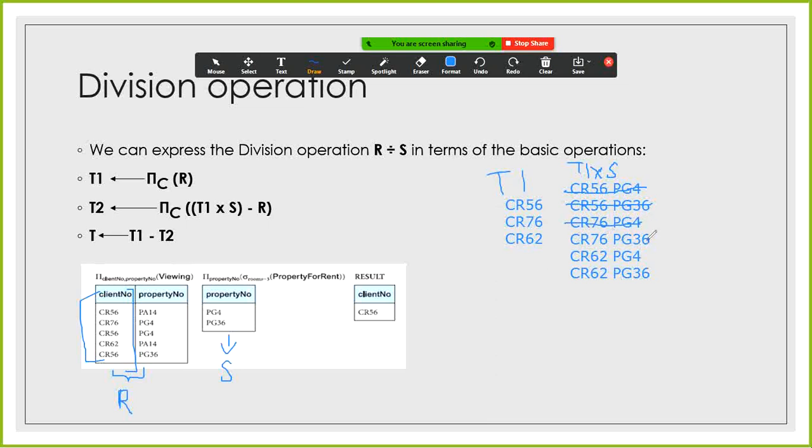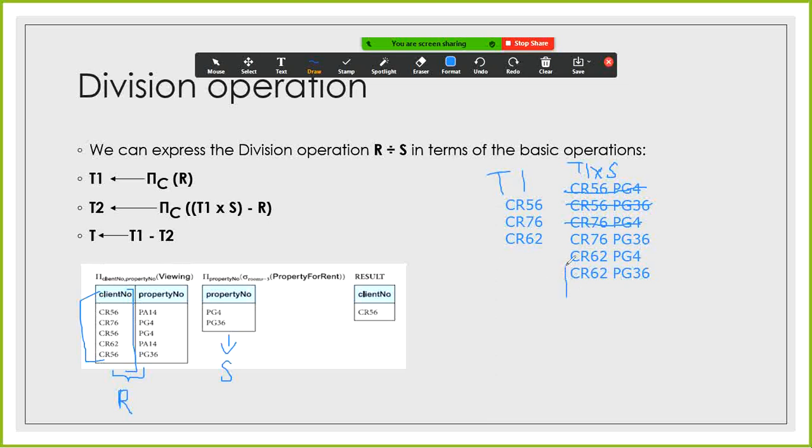Next we have CR76 and PG36. Okay, we cannot find this pair in our table. Next we have CR62 and PG4. Okay, we don't have the CR62 and PG4 pair in our table. Next we have CR62 and PG36. Also we don't have CR62 and PG36 in our table.